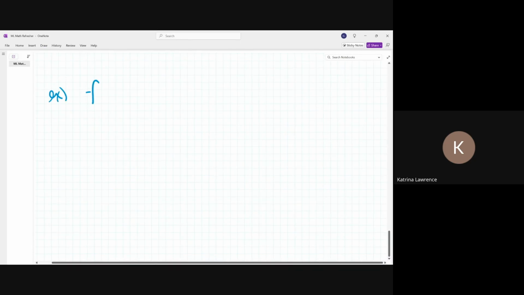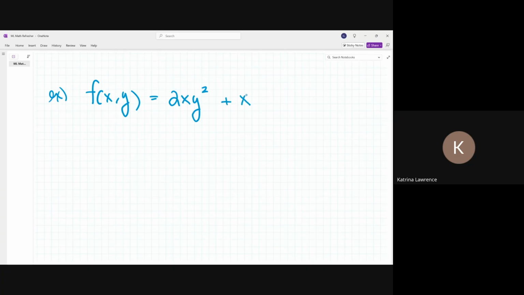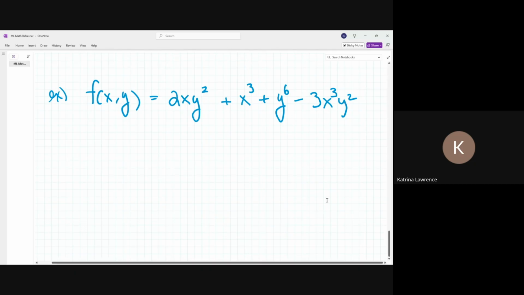Okay, so let's look at our example. So here again, we have f of xy, and this equals 2xy squared plus x cubed plus y to the power of 6 minus 3x cubed y squared. So initially this might look like there's a lot going on, but I promise as we go through it, it's going to be quite easy to follow. So we're going to start off and we're going to look for the partial derivative of f with respect to x. So again, this means that we're treating y as a constant.